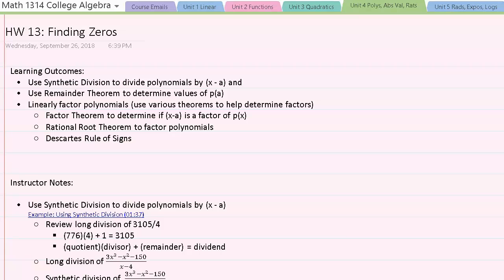The theorems that will help in factoring are the factor theorem that will determine if x minus a is a factor of the polynomial p of x, and the rational root theorem, which helps decide possible factors for the polynomial.